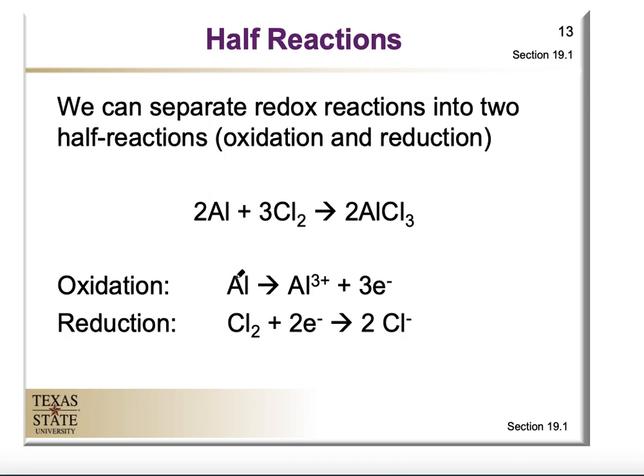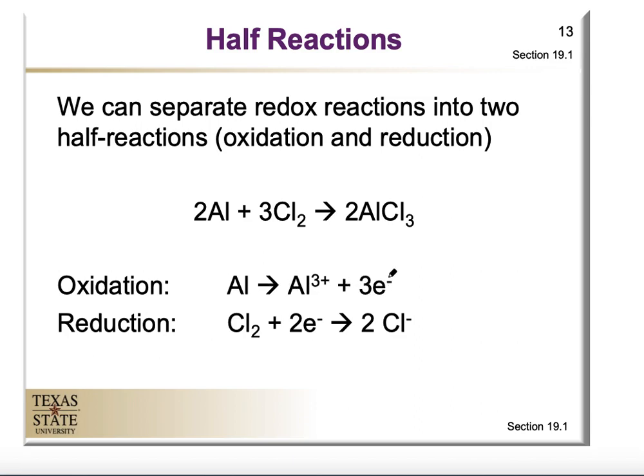And I put that here. So aluminum went to aluminum 3 plus. I then think about how I need to balance this equation in terms of the charges. Notice that on the left-hand side, I have a charge of 0, and on the right-hand side, I have a charge of positive 3. So to make it even, what I need to do is add 3 electrons on that right-hand side.